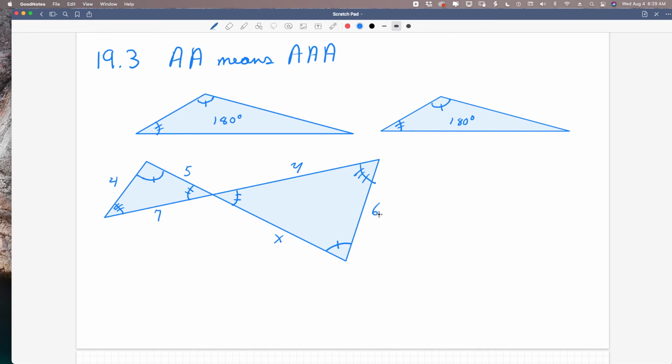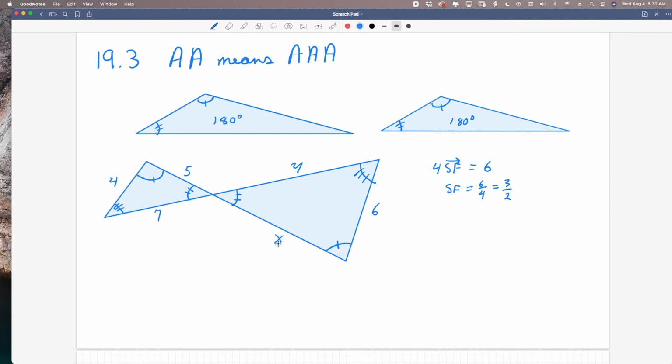Okay, so now we have to find the scale factor. And because we have all the values for this triangle, we're going to find the scale factor from left to right. So we're going to say 4 times our scale factor from left to right is equal to 6. Now we divide both sides by 4, and our scale factor is going to be 6 over 4, which reduces to 3 over 2. That's our scale factor. So now all we have to do is multiply each side by the scale factor.